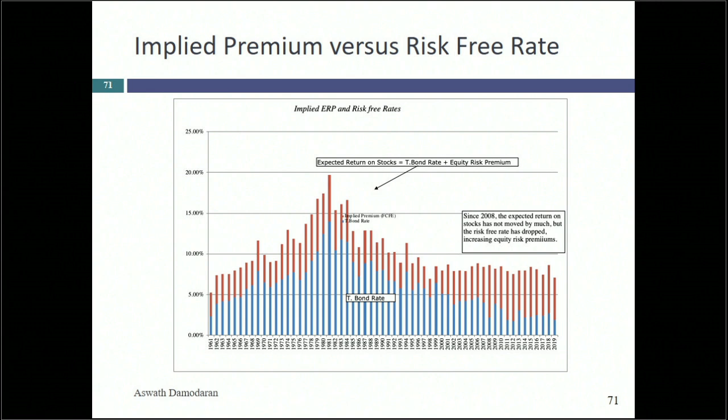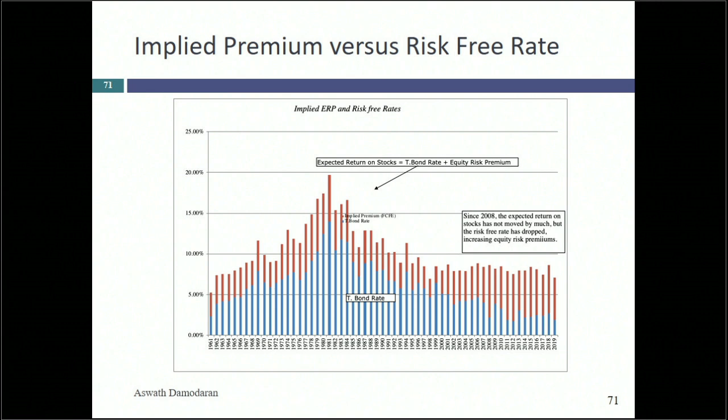Why? Because if your T-bond rate is 10%, you probably will demand a higher risk premium on top of that than if it's 2%. So if you look at the 1970s, for instance, when the equity risk premiums rose, the reason was simple. T-bond rates were rising, inflation was high. But that relationship has progressively started to break down. It's completely broken down the last decade.